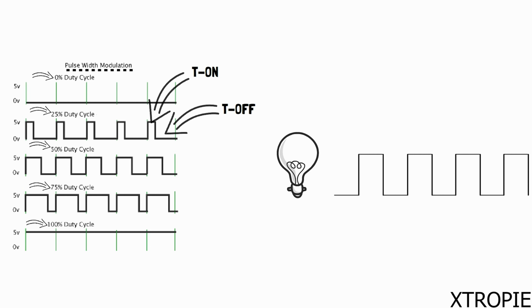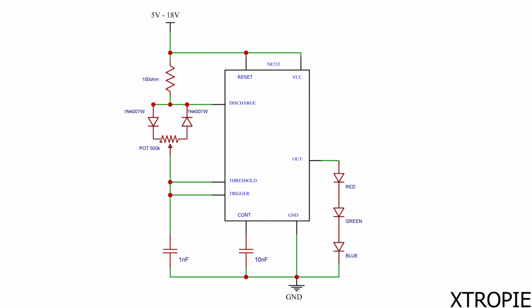The longer the pulse is on, the brighter the LED. And likewise, the shorter the pulse is on, the dimmer the LED. The circuit diagram of this project looks like this.